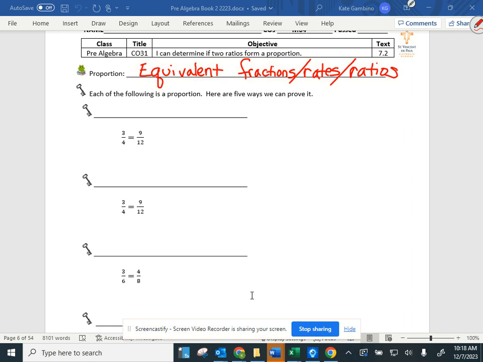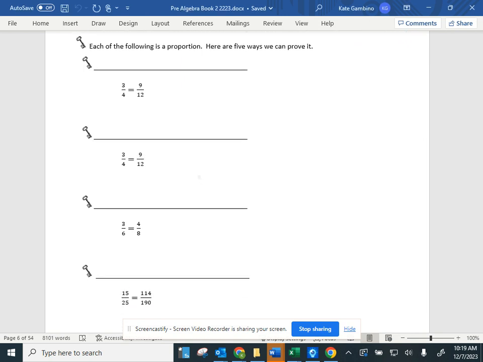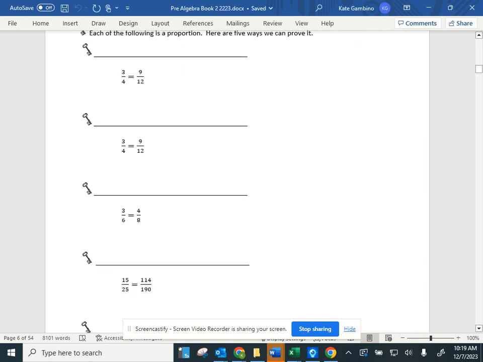Peyton, I know one of the ways. What way do you think? If you divide 12 by 3 and then divide 9 by 3. So that is actually one of our ways. We call it a scale factor with division. Who knows what a scale factor is?